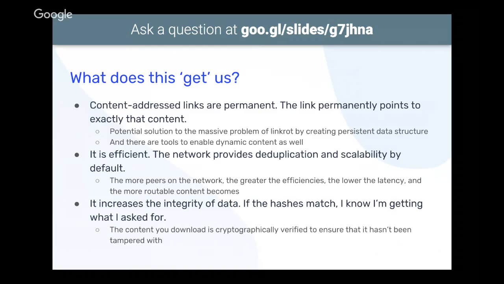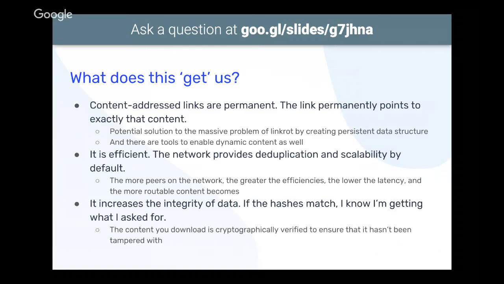And then there are tools on top of it to enable dynamic content, and we're going to play around with that on Thursday. But the idea is we have these permanent links to content, and as long as someone has that content, the links will work. The system can be very efficient. The network provides deduplication and scalability by default. So the more peers we have on the network, the greater these efficiencies, the lower the latency, and the more the content becomes routable.